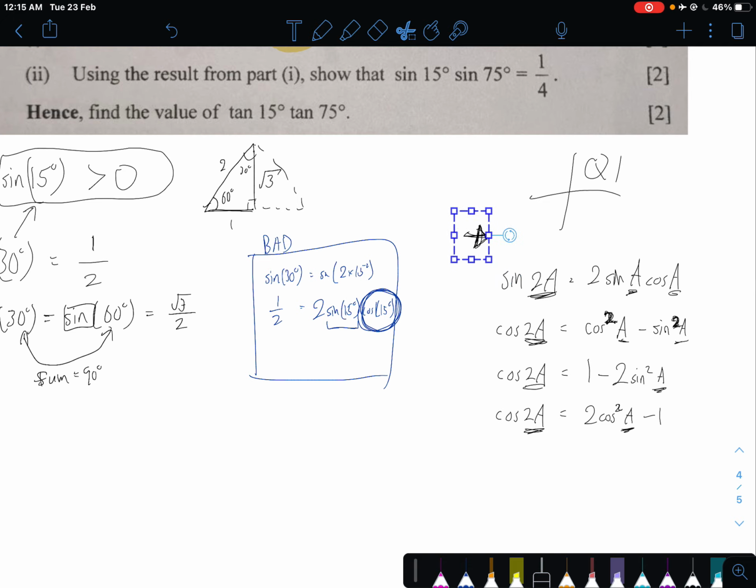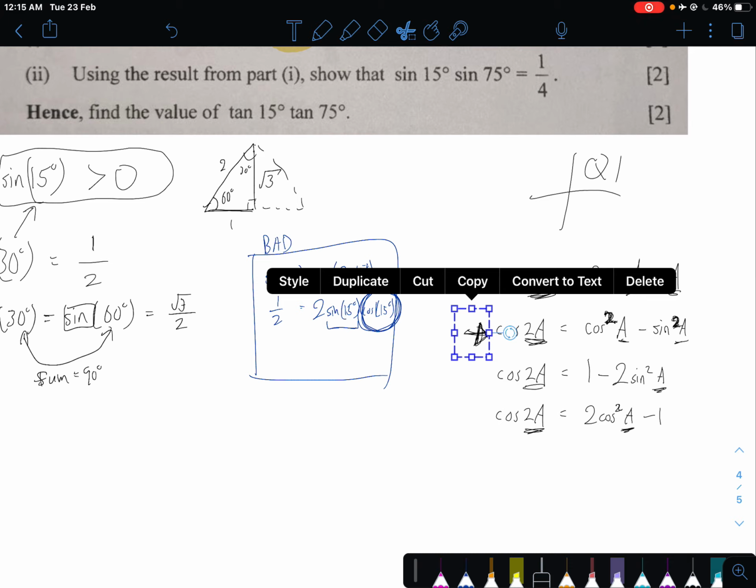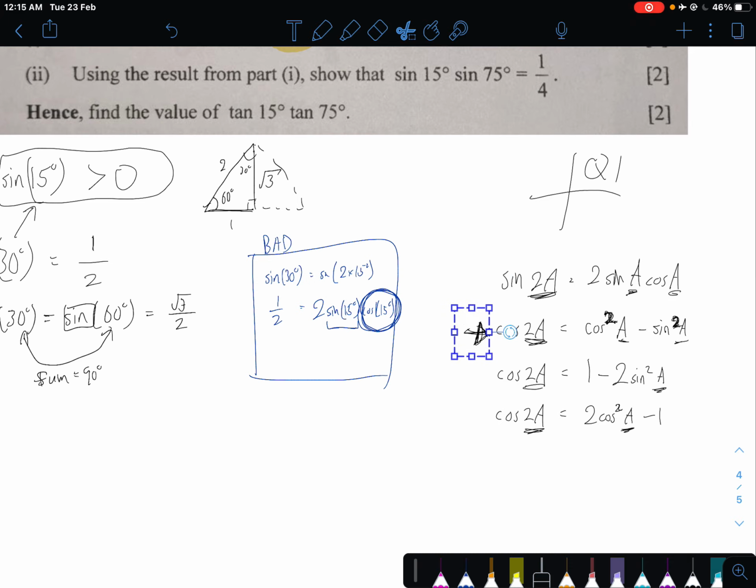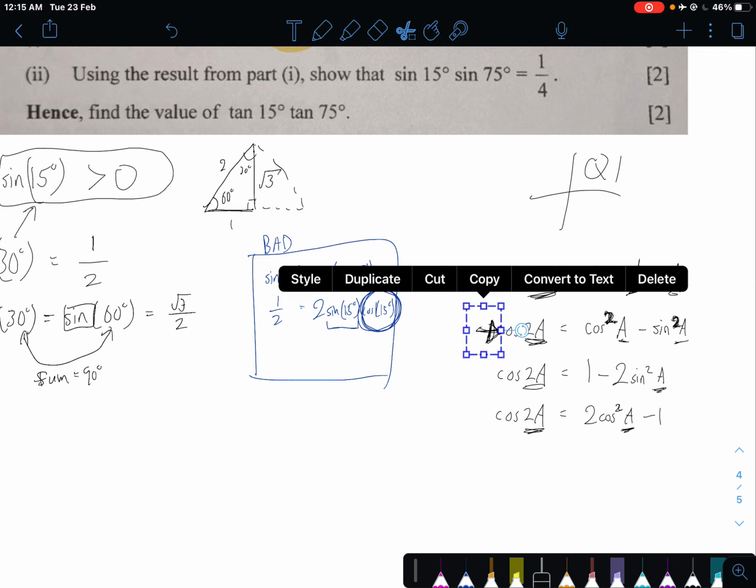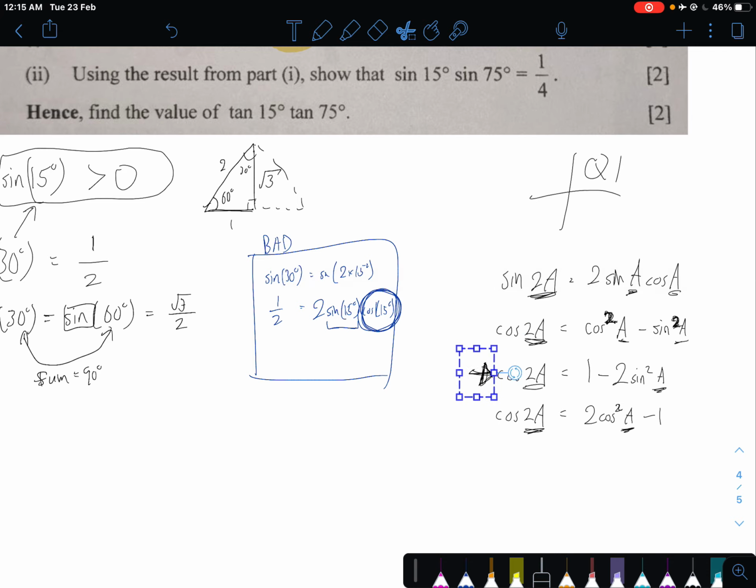Look at my arrow. You should be looking at the cosine 2a identities. I wrote down all three for you already. You can refer to your formula list. Now, which one could I use that is related to sine 15 degrees? You remember you want to relate to sine. This one or this one, right? Definitely not the last one, there's a cosine squared. That's not helpful. It's either this one or that one: cosine squared minus sine squared, or 1 minus 2 sine squared. Which one would I pick?